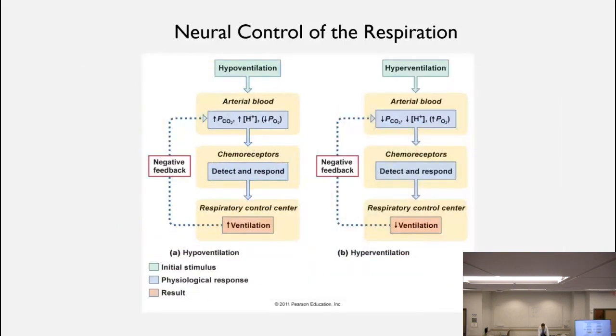And here we have the responses to hypoventilation and hyperventilation. If we have hypoventilation, there is going to be an increase in CO2 that will lower the pH of the blood, and there is going to be low oxygen. Chemoreceptors are going to respond by increasing ventilation, which makes a negative feedback: the CO2 is going to go down, the oxygen is going to go up, and the pH is going to be re-established. It's the typical feedback loop of all the homeostatic processes.